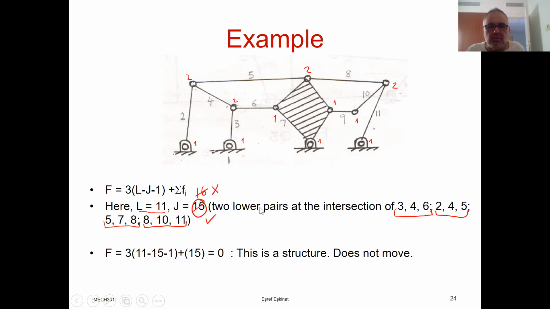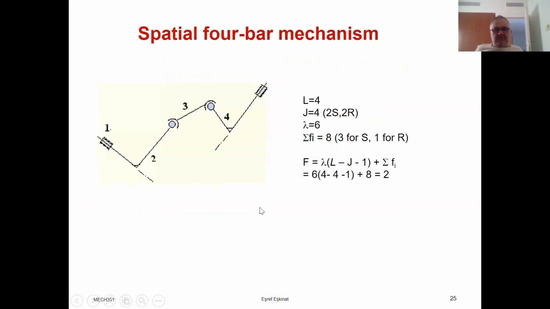Okay, so now this is an interesting example. As you have said, this is a spatial four-bar mechanism, a four-bar mechanism that moves in space.